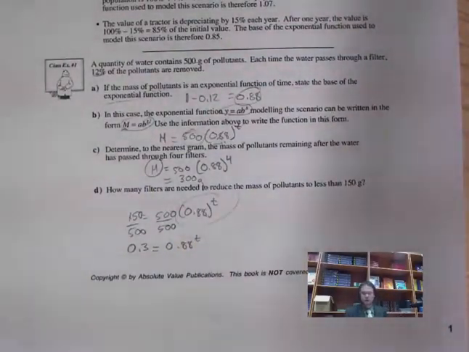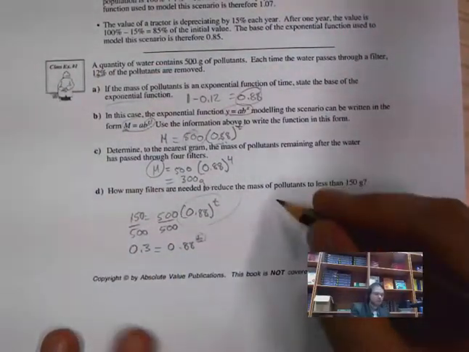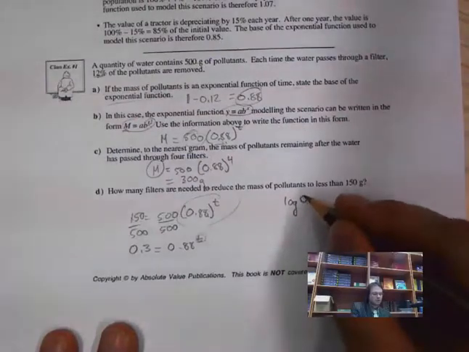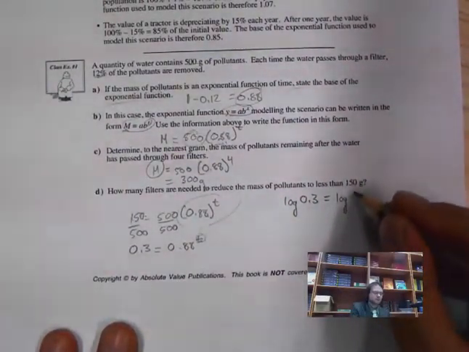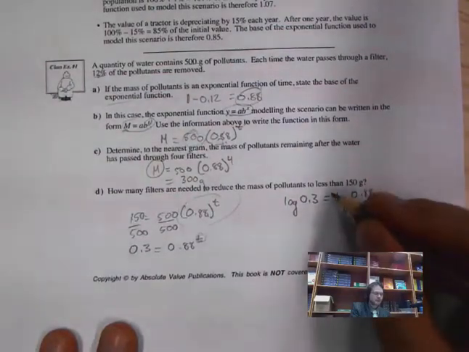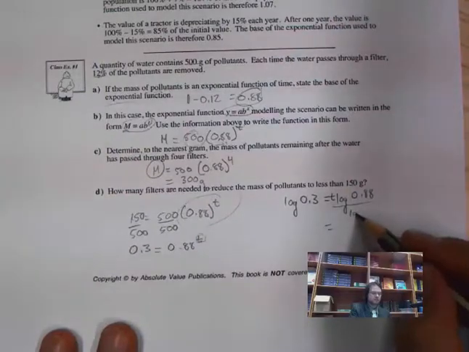Now, what do I do? I'm going to have to log both sides, because I can't solve for that t, so I'm going to log both sides. So I'm going to log 0.3. Now this is just like the other classes we had. And the t goes in front. Now I divide both sides by log 0.88.